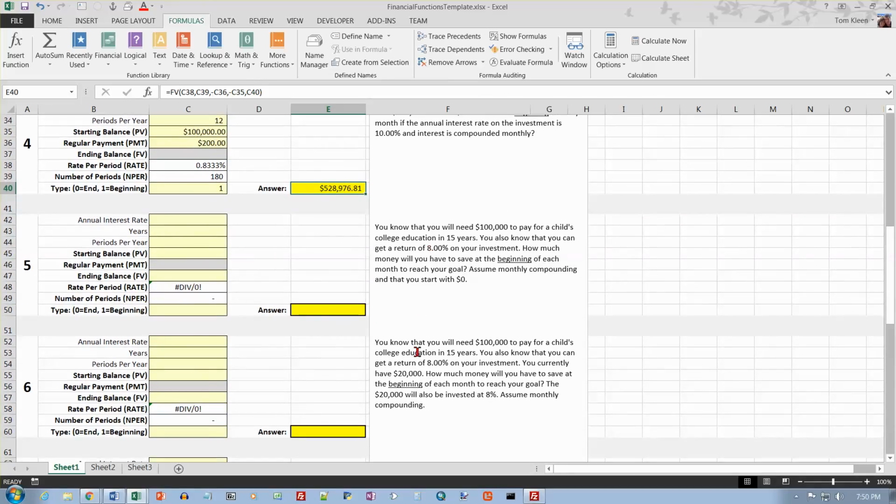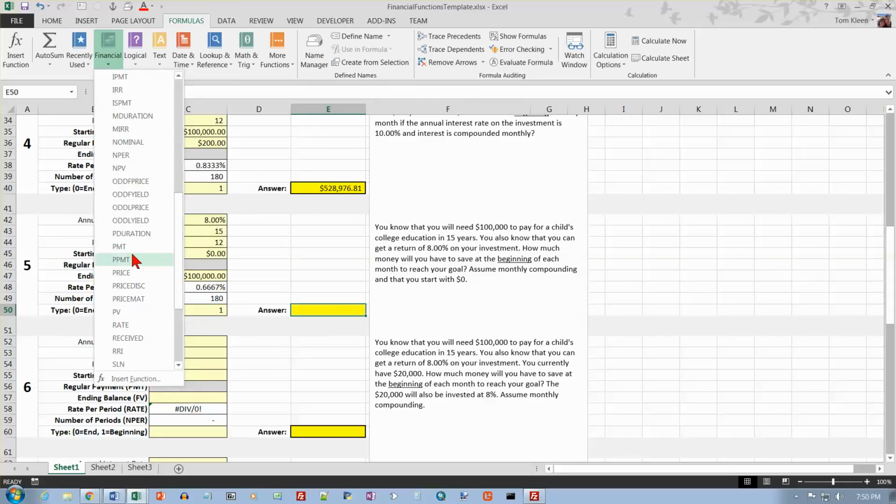Okay, number 5 and 6 look pretty similar here, and they are. You know that you will need $100,000 to pay for a child's college education in 15 years. So years is 15. The interest rate is 8%. We're doing monthly compounding. We're starting off with 0. We're trying to figure out what our payment's going to be. Our ending balance needs to be 100,000. And we are doing these at the beginning of the month, so we need to put a 1 down there. So I'm trying to find out what my payment's going to be. How much do I need to save?